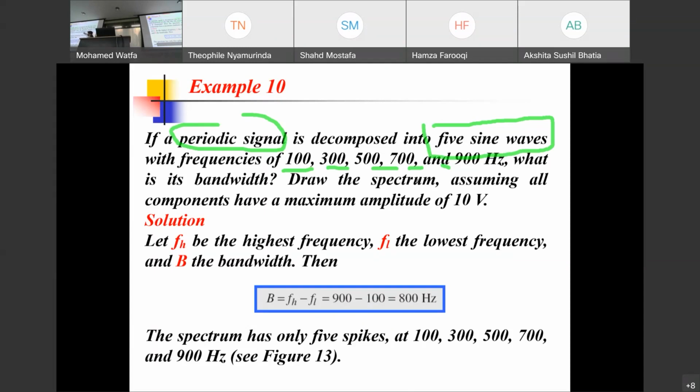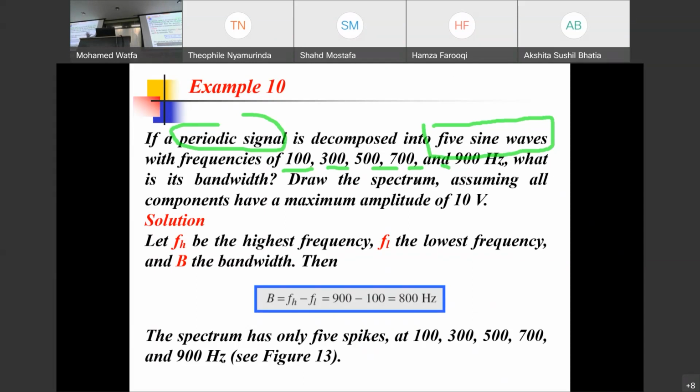Spikes. And again, I gave you the numbers 100, 300, 500, 700, 900. They're going to be spikes, spikes, spikes, spikes, right? Assuming all of them have 10 volts. Okay? All of them would be height 10. Now, the question is, what's the bandwidth?